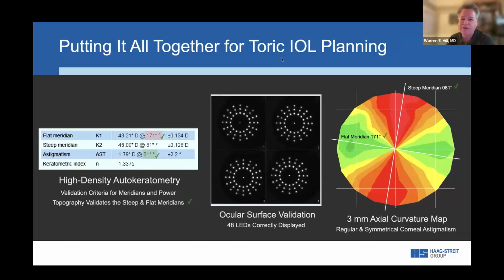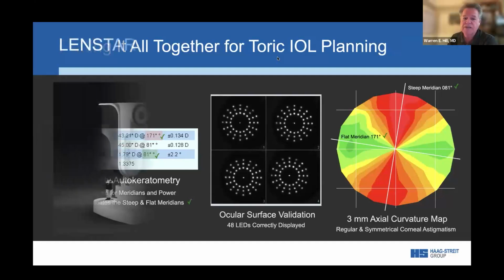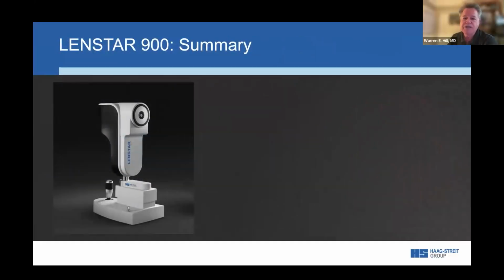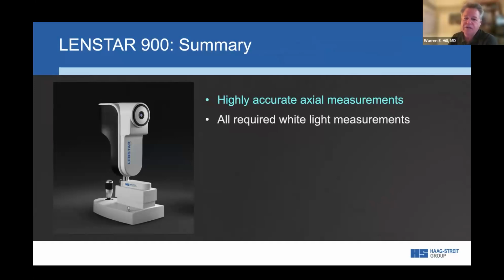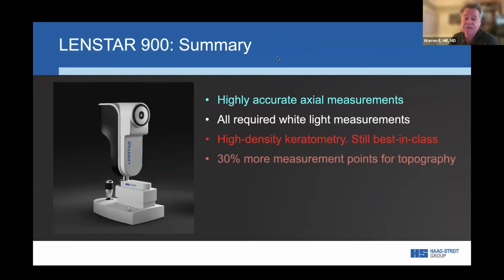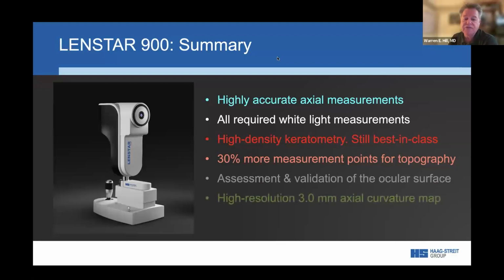If you use the toric eye well like we do, you've really got all the tools you need to do a wonderful job. So basically, just in summary, we have highly accurate axial measurements, no issues there at all. All the required white light measurements, high density keratometry, still the very best in the business. We now have 30% more measurement points that generates these lovely topographic maps, and we can do an assessment and validation of the ocular surface.